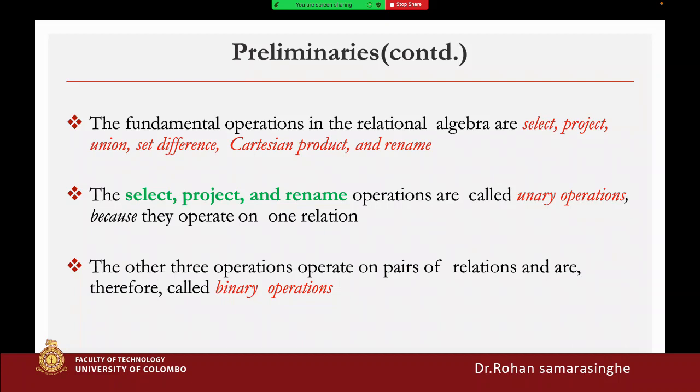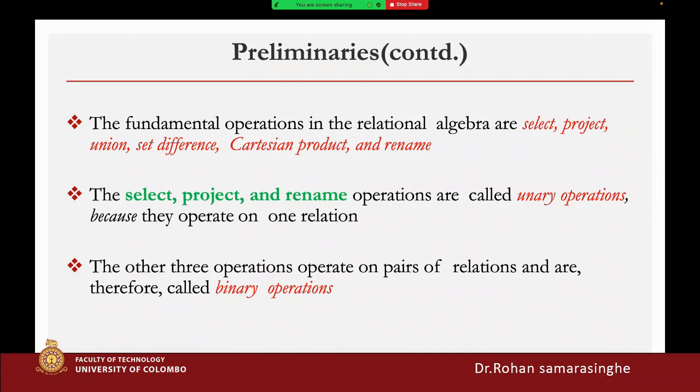The select, project, and rename operations are called unary operations. Why? Because they operate on one relation. Unary operation means they operate on one relation. You can select name, address, telephone number from student; then you use one relation. The project and rename also we can use.